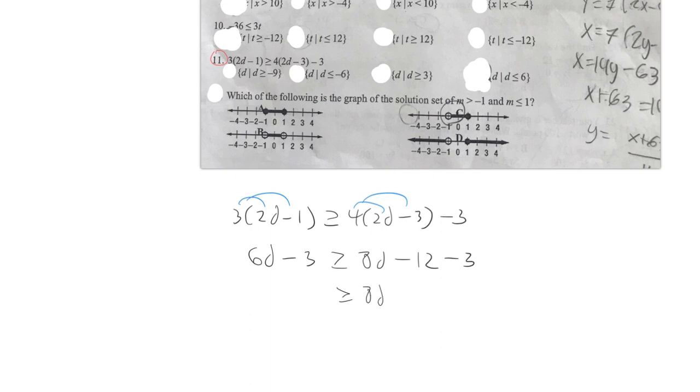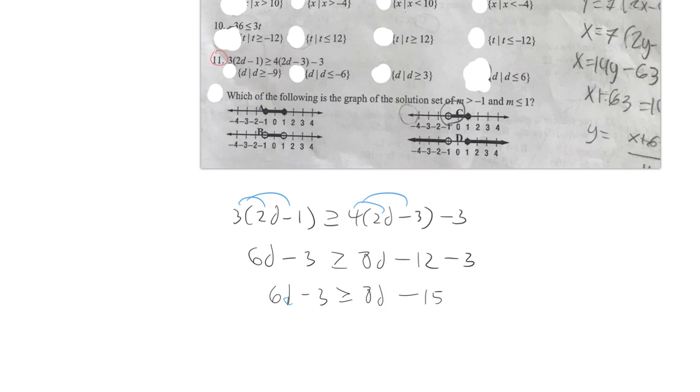Greater than or equal to 4 times 2d minus 3 minus another 3, so we could distribute, of course. We would have 6d minus 3 is greater than or equal to 8d minus 12 minus 3. We have 8d minus 15 over here. We have 6d minus 3. I'm going to illustrate something.